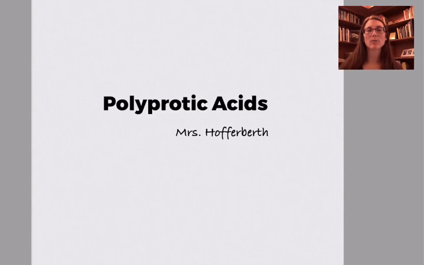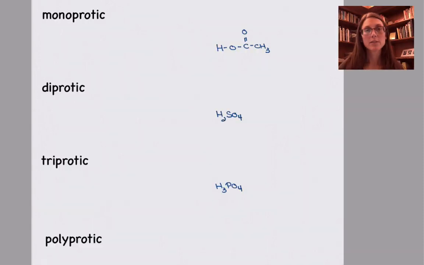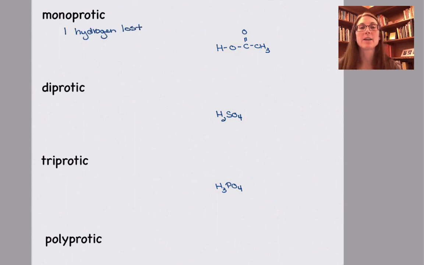Hello everyone, let's talk about polyprotic acids. So most of the acids we've been talking about and looking at up to this point have been what are called monoprotic. Monoprotic acids have one hydrogen to lose. An example of that would be acetic acid, which is what's in vinegar, but it's this hydrogen on the oxygen that's available to be lost.